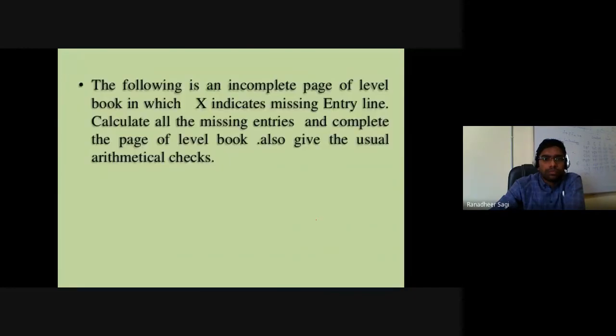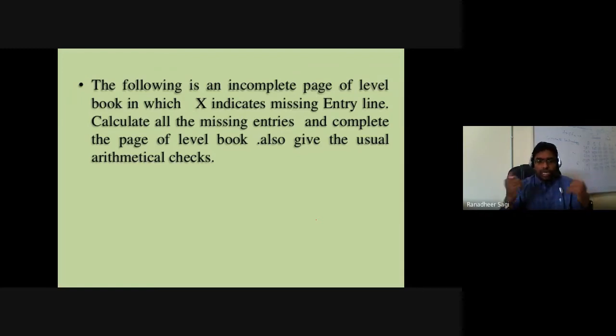Yeah, I'll try to take up another variety of problem. Earlier, in the problems we have come across, you were given the complete data of your staff readings and you went on to calculate your RL values. And then you prepared a proper table in the level book for calculating the complete RL values. But here is a particular case.